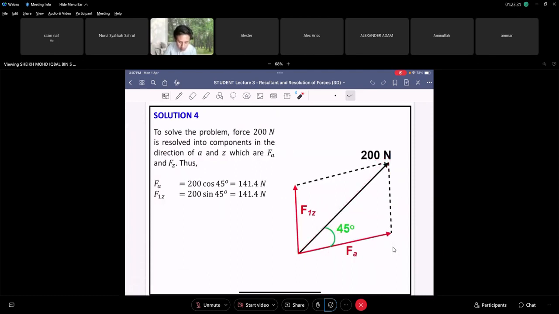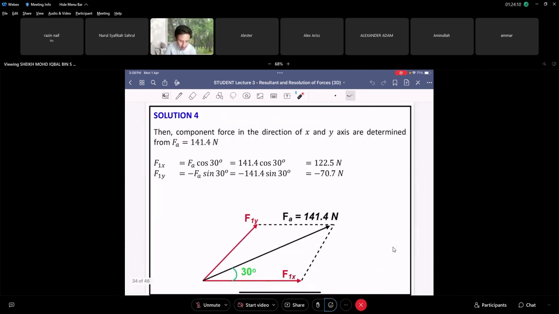So we resolve it into FA and F1Z, right? So resolving it is pretty straightforward. This one is actually two dimension. So 200 cos 45 degree, cos because adjacent over hypotenuse, right? Get 141.4 Newton. Okay. For F1Z here, we're using sine because opposite over hypotenuse. So 200 sine 45 degree, get the same thing, 141.4 Newton.